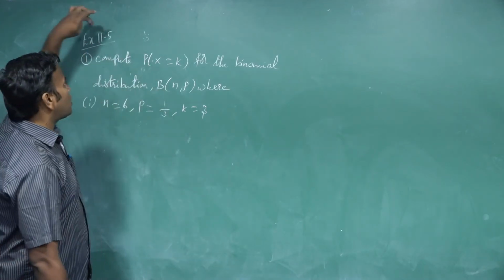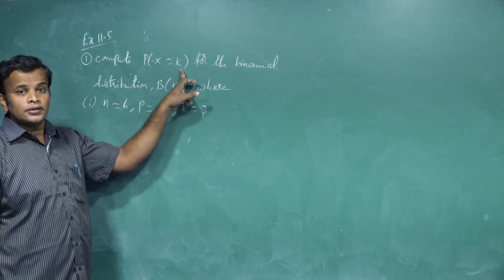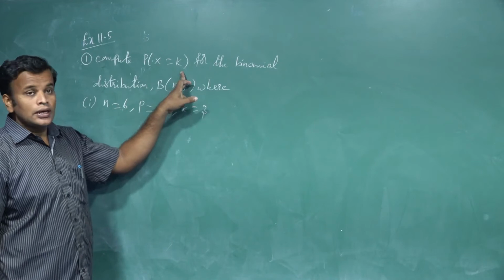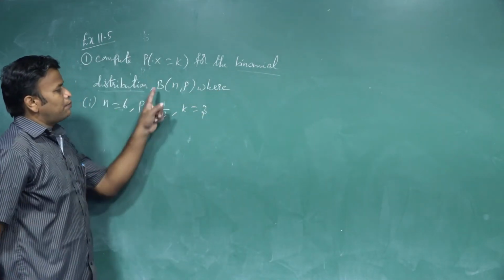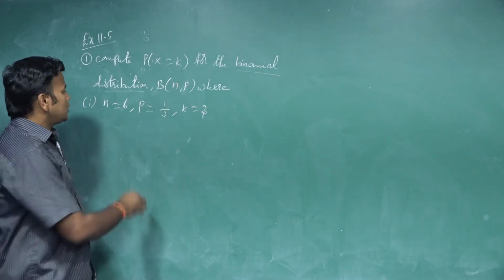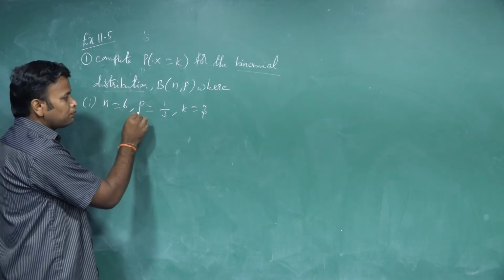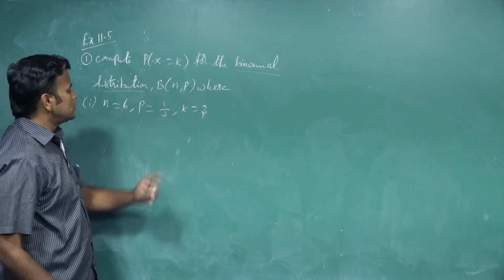Now we go to one problem in exercise 11.5. Compute P of x equal to k, where P means the probability of x equal to k. You see the word is involved: for the binomial distribution B of n comma p. That means the binomial distribution of n and p, where the n value is given, the p value is given, and also the value of k. So the k value is equal to 3.